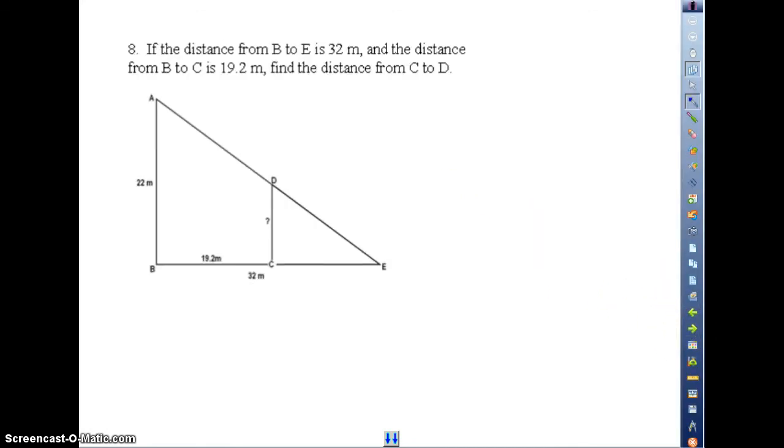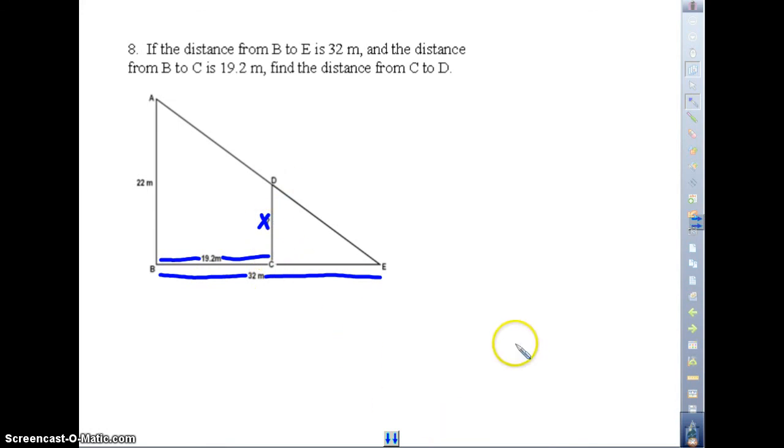All right, if the distance from B to E is 32. B to E, all the way across here. The distance all the way across is 32 meters. And the distance from B to C is 19.2 meters. From here to here is 19.2 meters. Find the distance from C to D. They want to know this distance here, C to D.